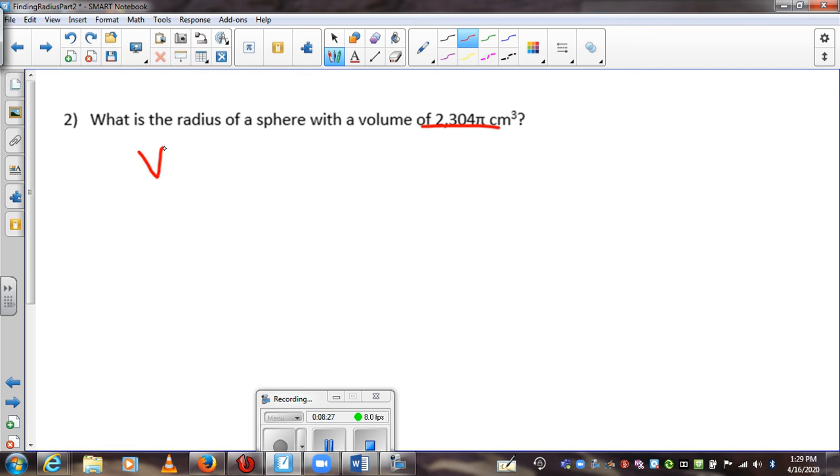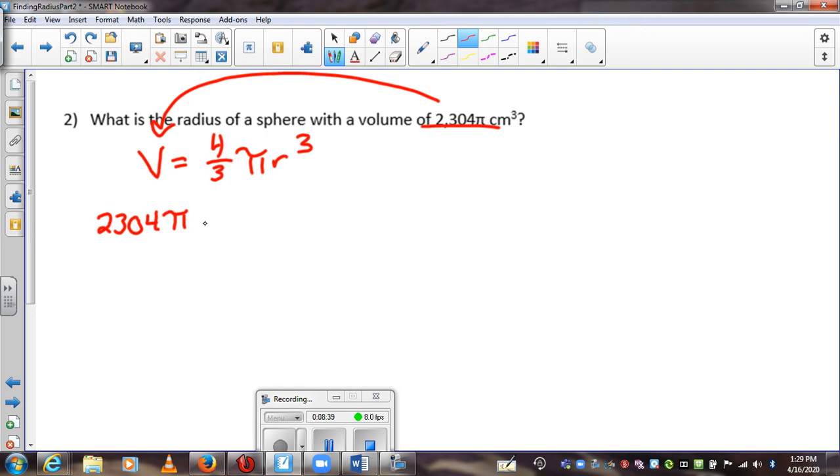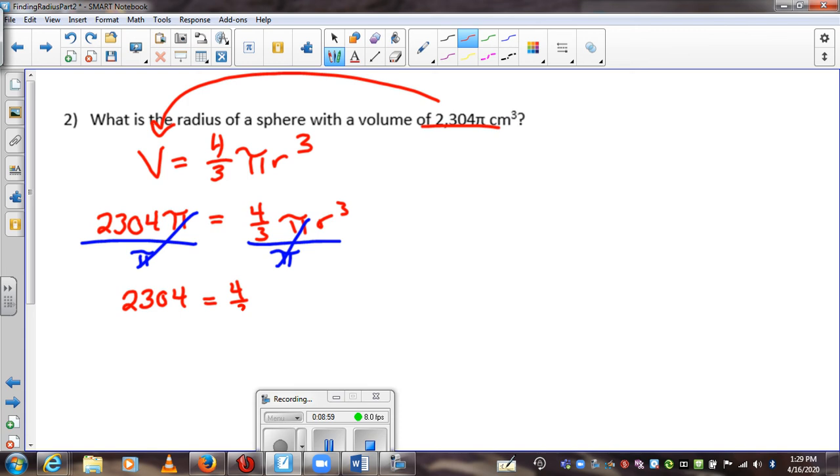So we're going to do volume is equal to 4/3 pi r cubed. Let's put that volume right in place of the v here. So that's 2,304 pi is equal to 4/3 pi r cubed. Now I see that there's a pi on both sides, so I think what I'm going to do is divide both sides by pi. Let's get that out of the way. And I have 2,304 is equal to 4/3 r cubed.